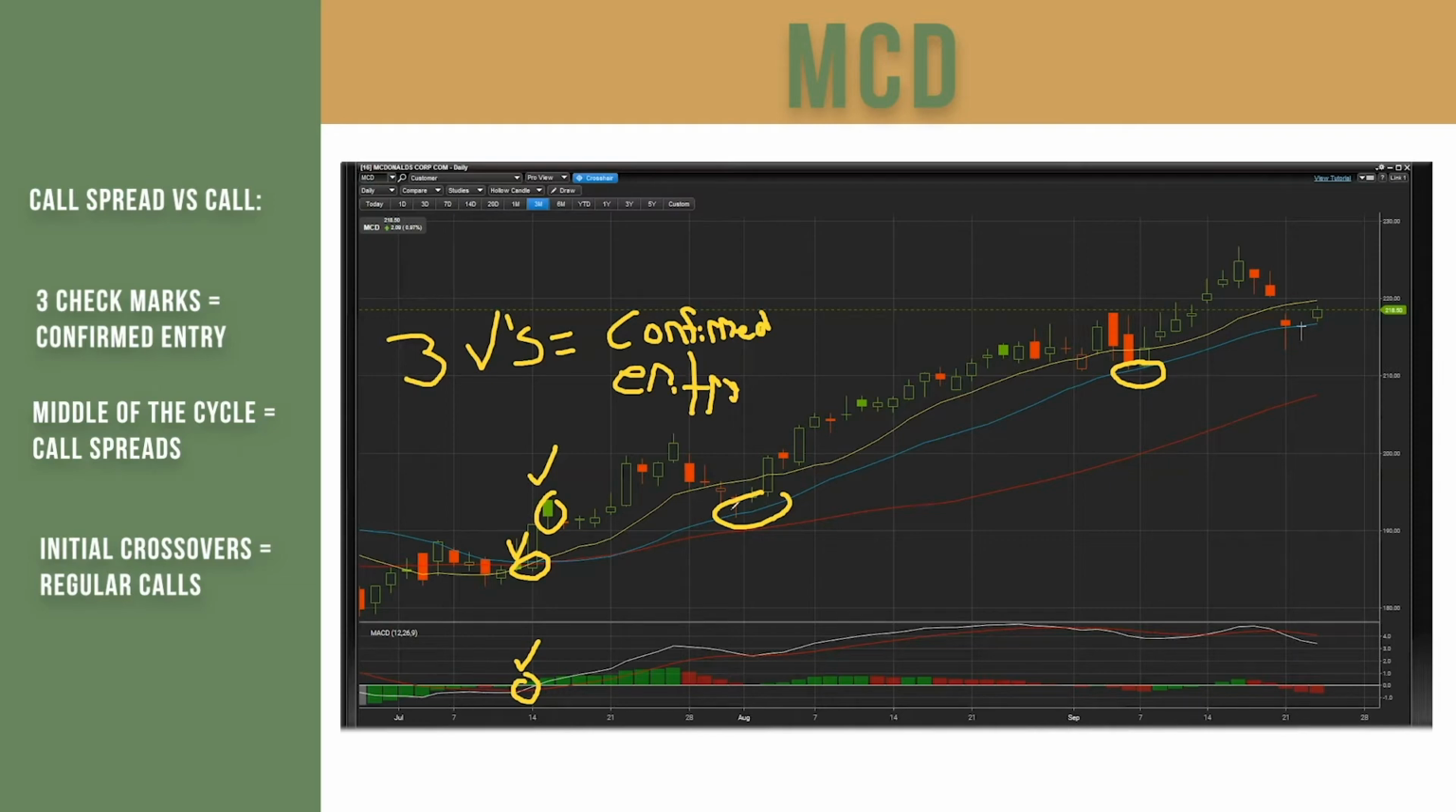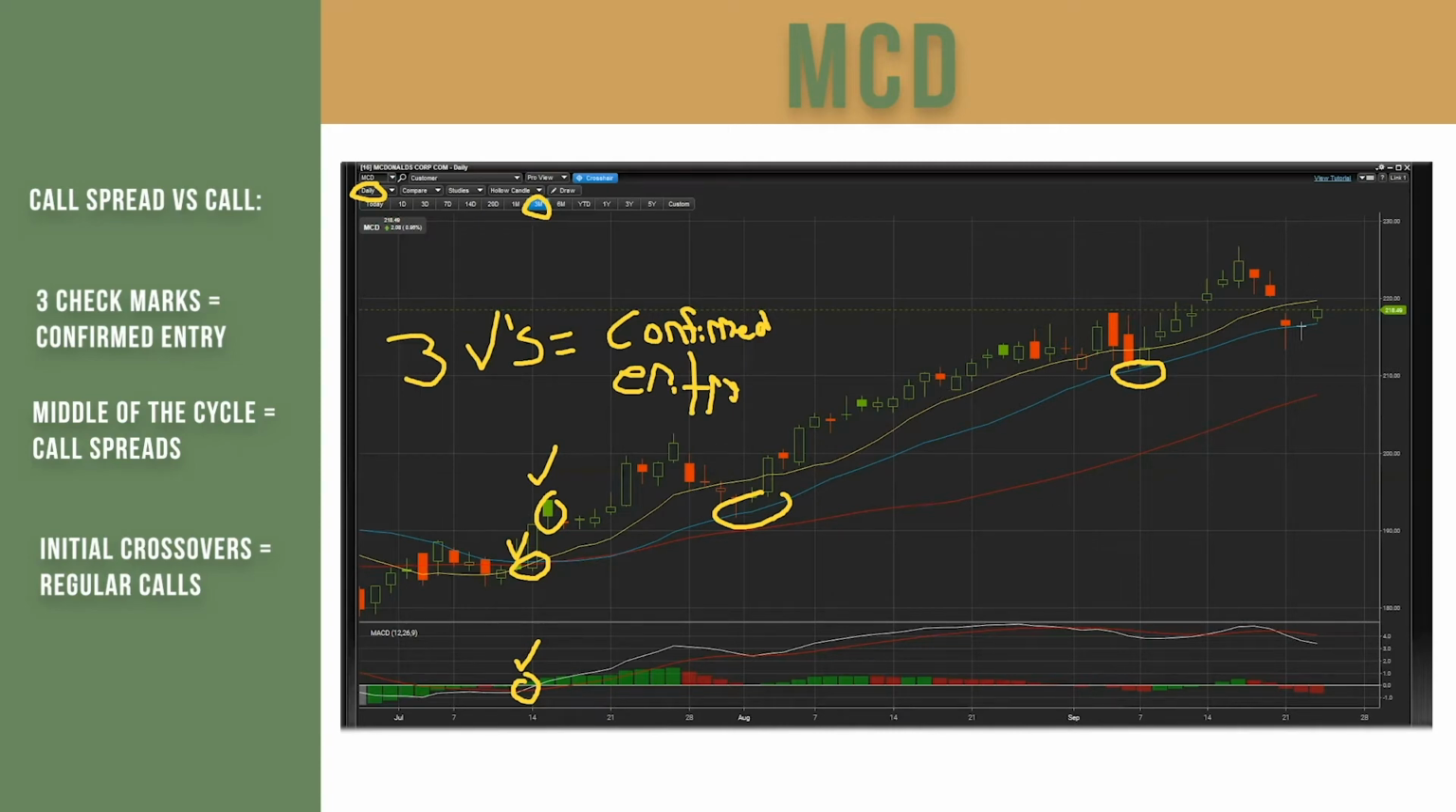Now, if we're coming down to support at that 20-day, that blue line here is our 20-day simple moving average. And as you can see, we're using a 3-month daily chart here. Okay? So now, there's the difference between when we're going to be using calls and when we're going to be using spreads. We're going to be trading calls when we get that first initial crossover with our 3 checks as a confirmation. Now, throughout this cycle, this is the breakout momentum cycle here.